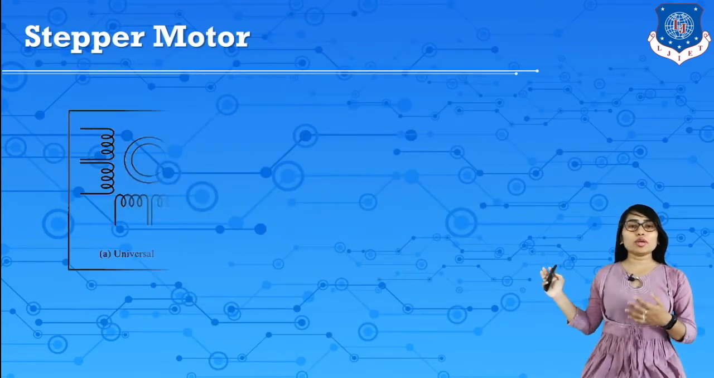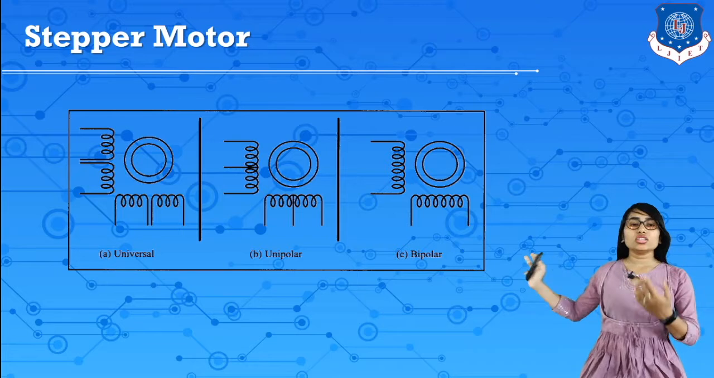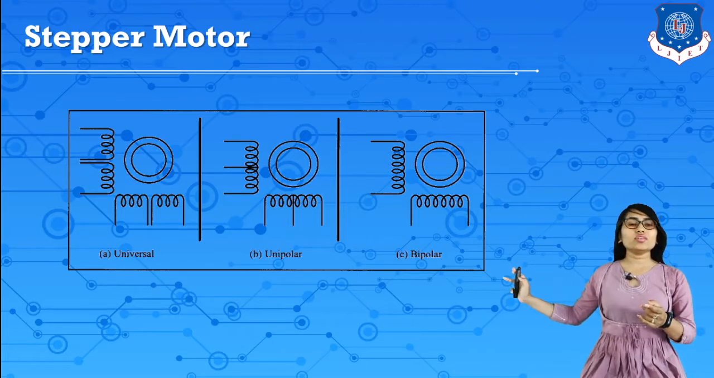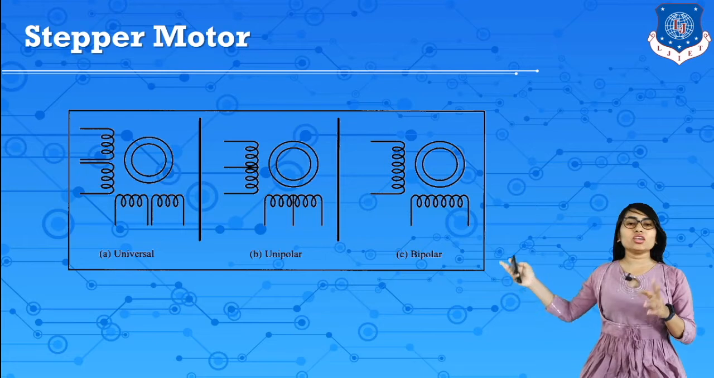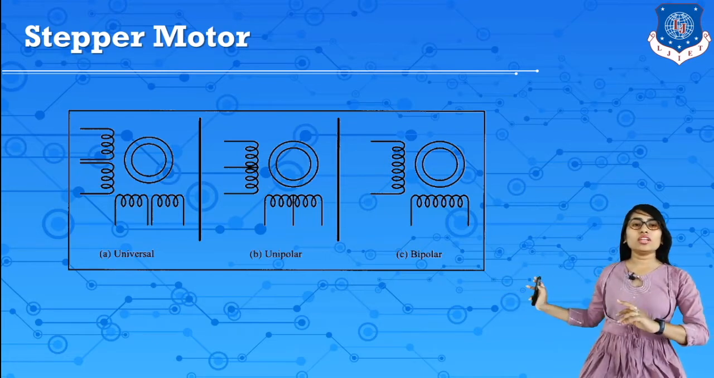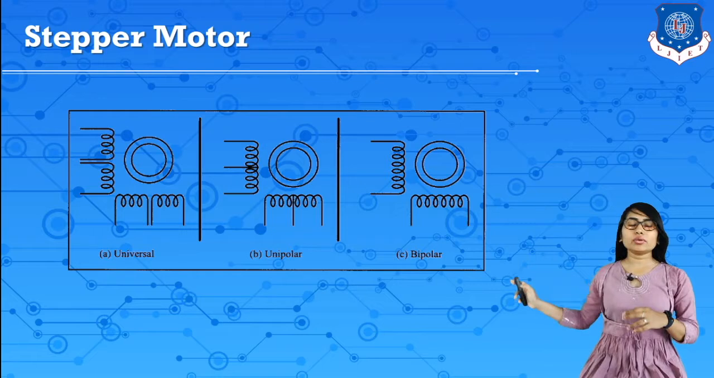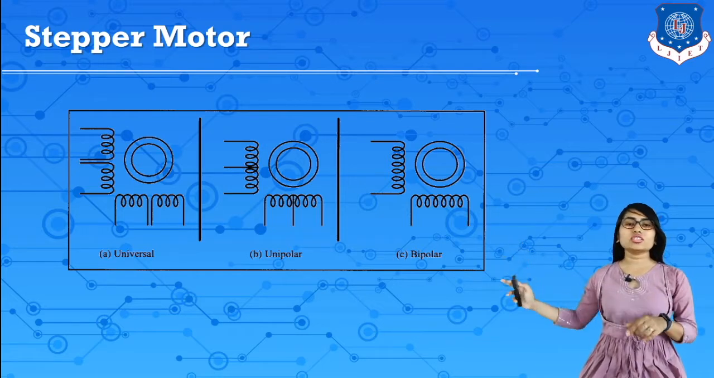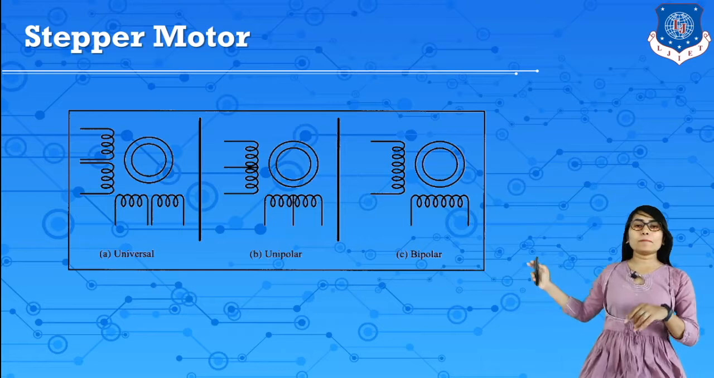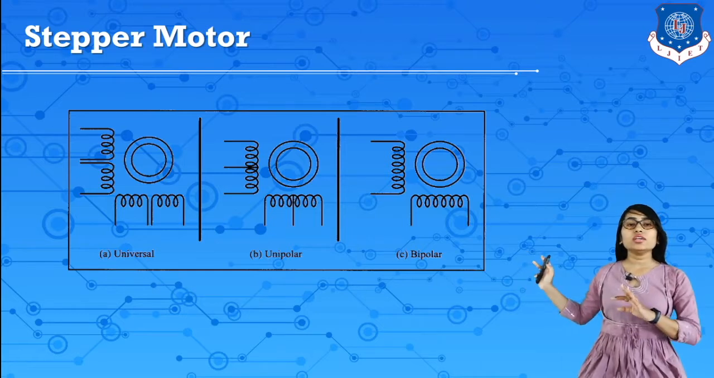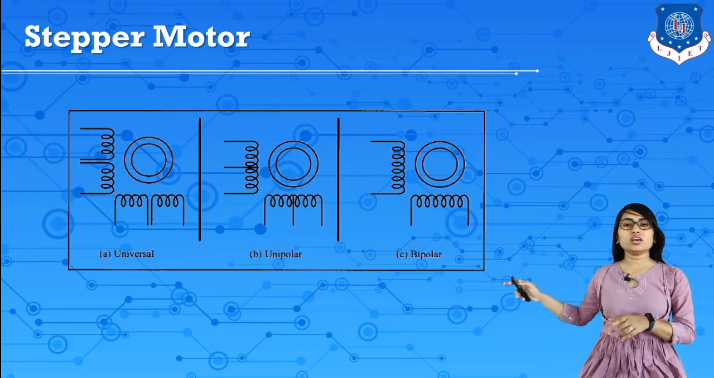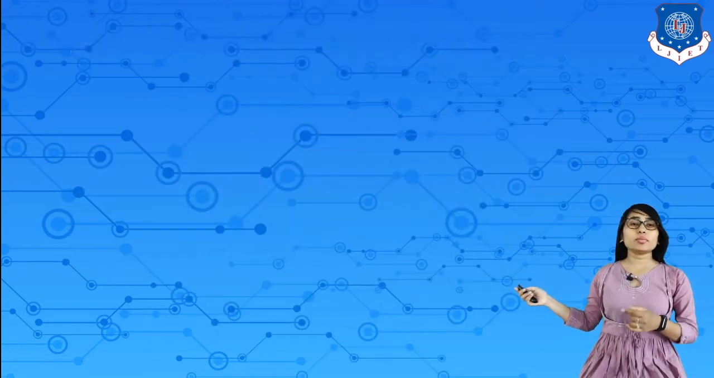So these stepper motors look like this. This one is unipolar and this one is bipolar. Universal means it can be rotated in both directions. Here the windings look like this. Unipolar has a center tap transformer, so it has a fixed rotor and its stator looks like this, and this is a bipolar. Here this round part is our rotor and this is our stator. So this is a stepper motor.